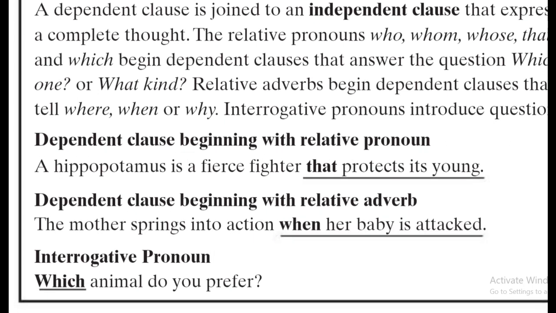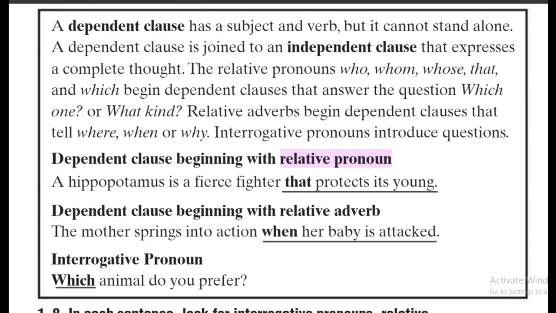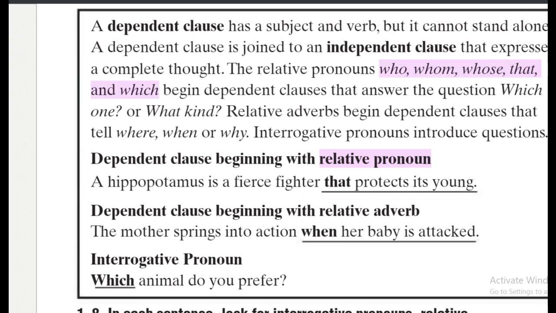In these two examples, we can notice something. That the dependent clauses, that protects its young, and when her baby is attacked, both start with certain words. The first one starts with the word that, and the second part starts with the word when, right? The word that has a family. The name of this family is relative pronoun. This family has a lot of members like who, whom, whose, that, and which. So, when the dependent clause starts with one of these words, we should know that it starts with a relative pronoun.